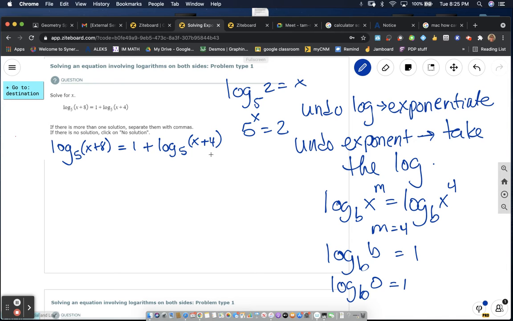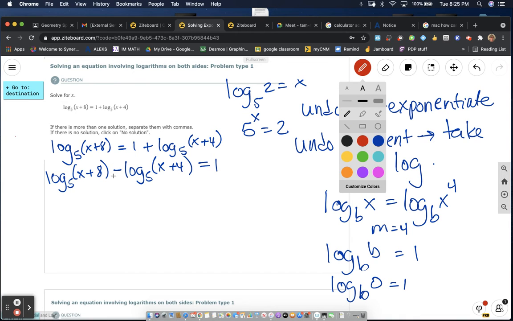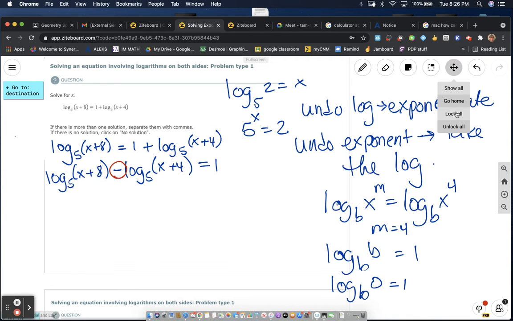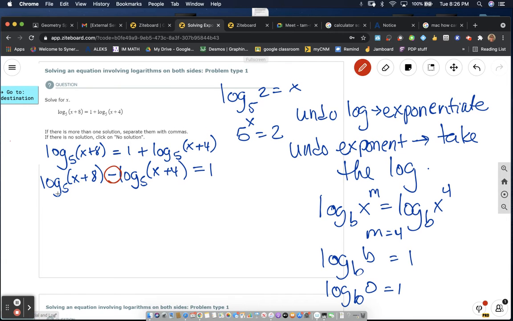So what we're going to do is subtract log 5 from one side. We're going to get the logs on the same side. That's our trick. I'm sorry, my equals will not line up. Log 5 of x plus 4 equals 1. Now you have a minus sign. Oh, I forgot to do this. I always forget to knock them down, knock them off. So now you have a minus sign, so you can use rule 2. See how they're the same base? You're going to use rule 2 to rewrite it. So we're going to go log 5 of x plus 8 over x plus 4 equals 1. And now we're there.